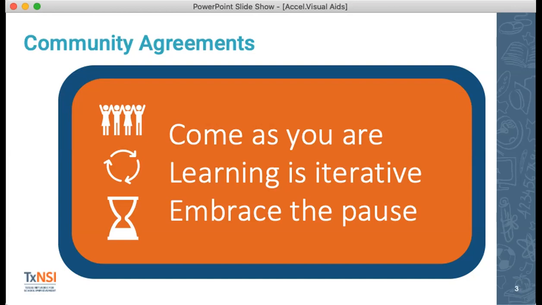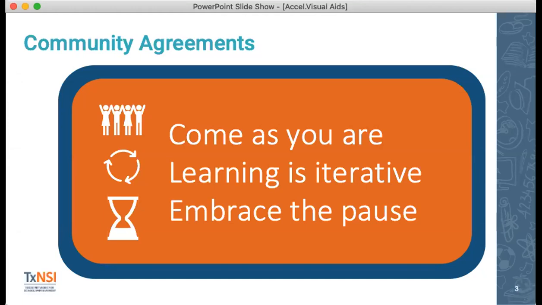And then finally, embrace the pause. There are going to be times that I tell you to pause, and other times that you just might want to stop and look at something more deeply than what I've given you time for, and that's fine. That's what those pause buttons are for. So please embrace the pause, reflect as much as you need to, return whenever you need to, and we'll make this work together.